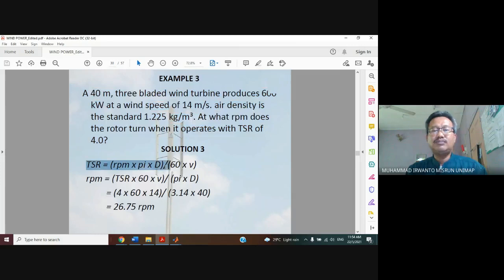Using this formulation, TSR equals RPM multiplied by pi multiplied by D over 60V. From here we can write RPM equals TSR multiplied by 60 multiplied by V over pi multiplied by D. Please substitute V is 14, TSR is 4, and diameter is 40. From here, RPM is 26.75 RPM. Okay, thank you very much.